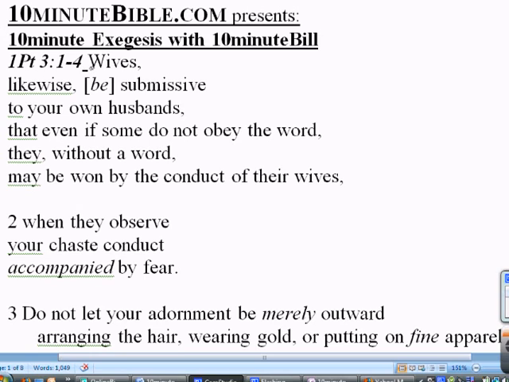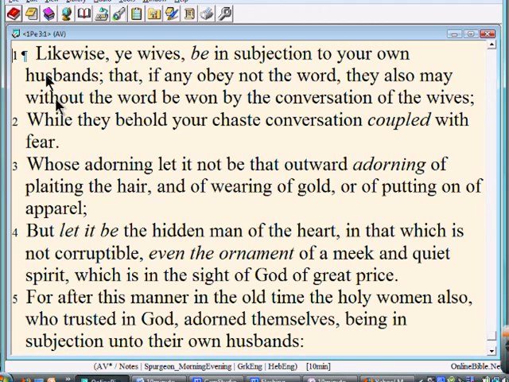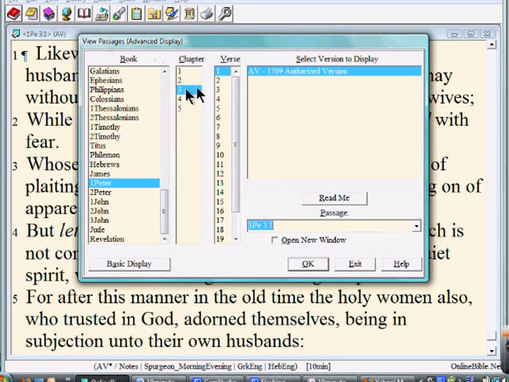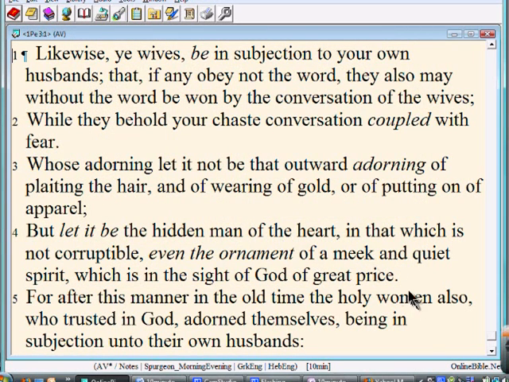Today, we're going to be looking at 1 Peter, the first 4 verses, the passage about wives and their husbands. To start, we'll go over to the online Bible and grab the text of 1 Peter chapter 3, the first 4 verses. We'll highlight it and cut and paste it into a Word document, and then we're on our way.